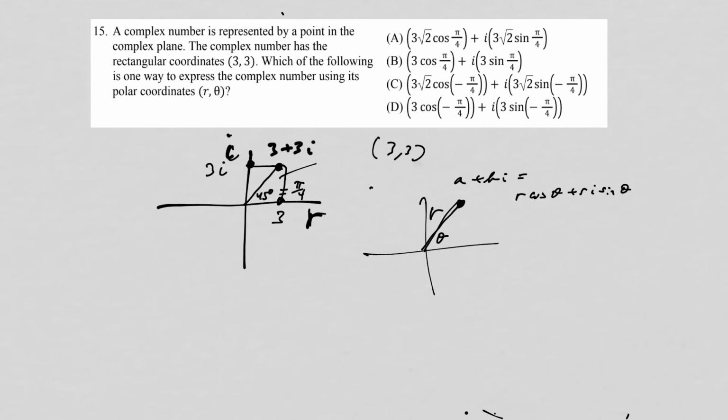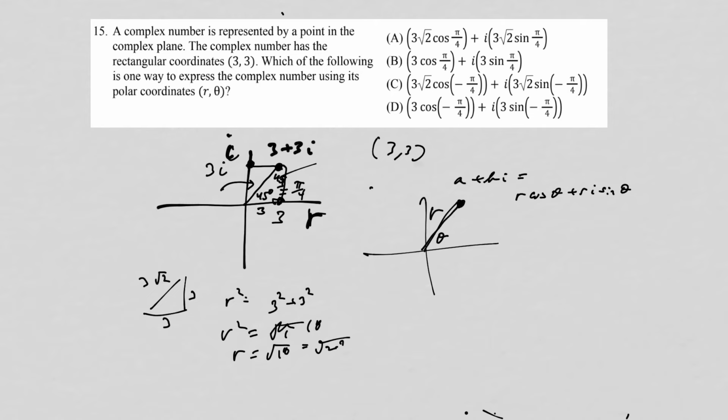Pi is like 180 degrees, so pi over 4 radians is 45 degrees. And this length here, if I did the Pythagorean theorem, well, it's a 45, 45, 90 right triangle, so it's 3, 3, 3 root 2. Or if you like, r squared is 3 squared plus 3 squared, which is 18. So r is the square root of 18, which is square root of 2 times 9, which is 3 root 2.